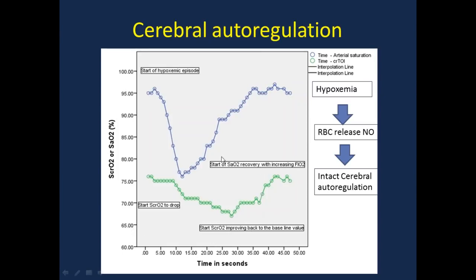What does that mean? It means that with the hypoxemia, because that's definitely hypoxemia, the RBCs release nitric oxide inside the brain to vasodilate and allow the brain to extract more oxygen, which was reflected on near-infrared spectroscopy. So that's the meaning of using near-infrared spectroscopy together with pulse oximetry to evaluate cerebral autoregulation. That's an example of an infant with intact or almost intact cerebral autoregulation.